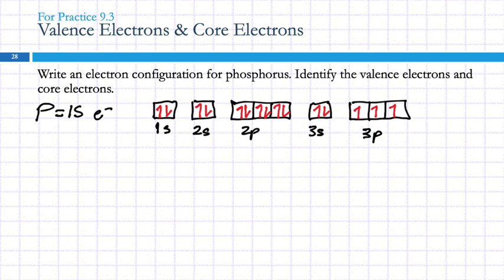The previous example, we were supposed to say how many unpaired electrons there were, and I forgot. There weren't any. They were all paired up. So that part is not necessary, but it's helpful.